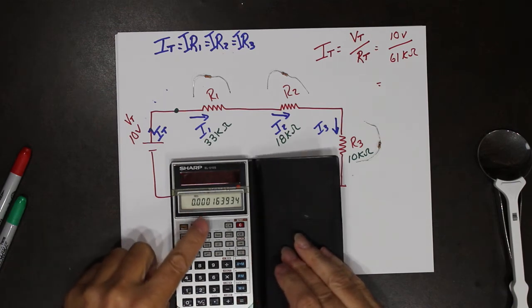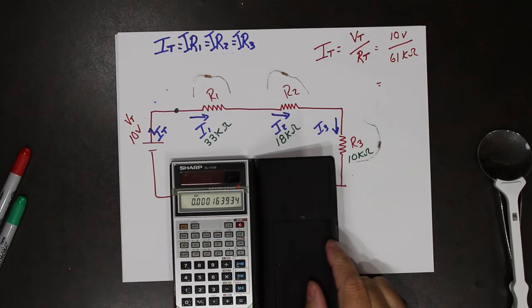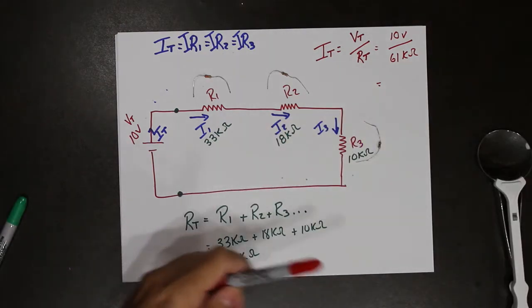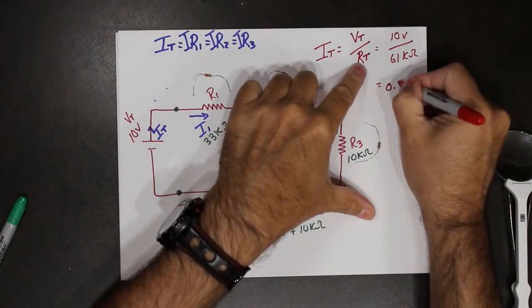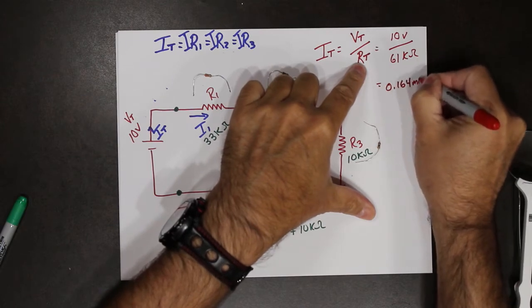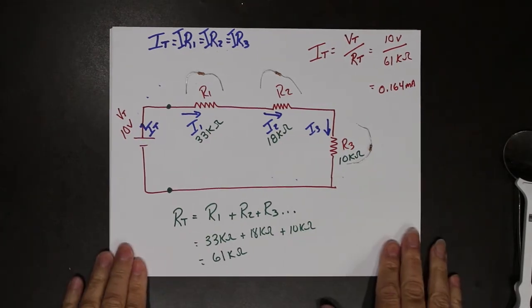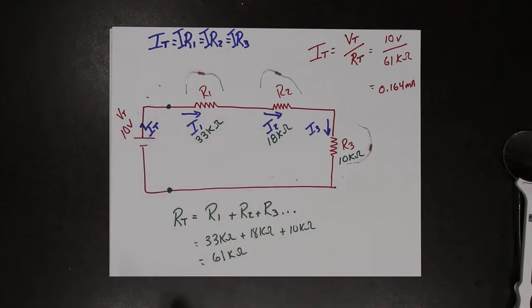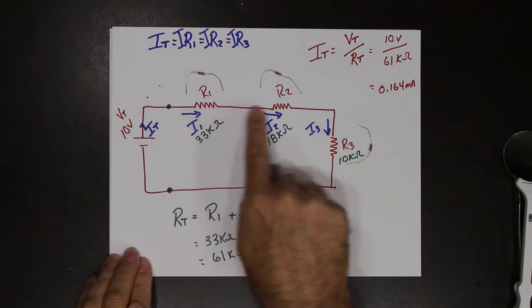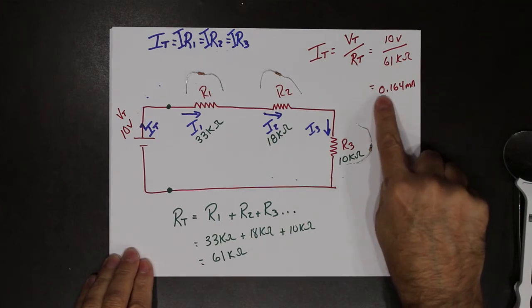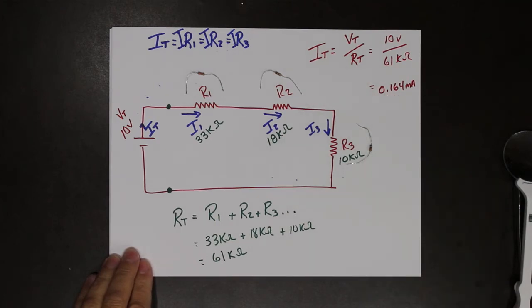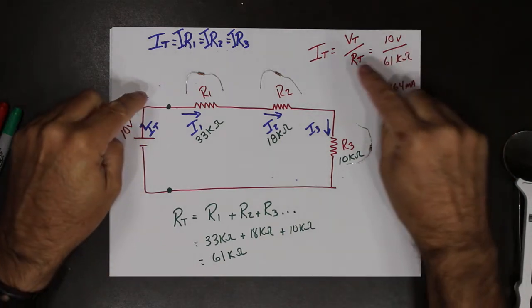So the current is actually 0.164 milliamps, or 164 microamps, depending on how you like to say it. So the current that's leaving the source and flowing through this circuit is equal to 0.164 milliamps. So that's the totals.